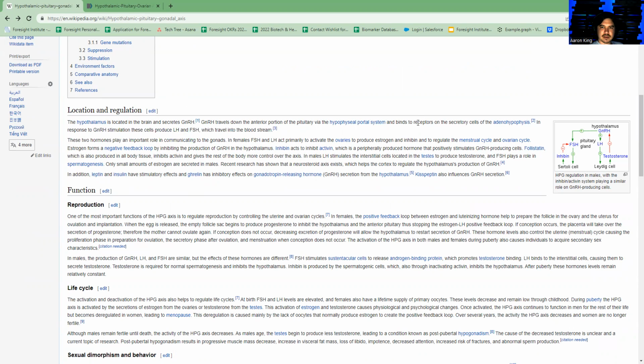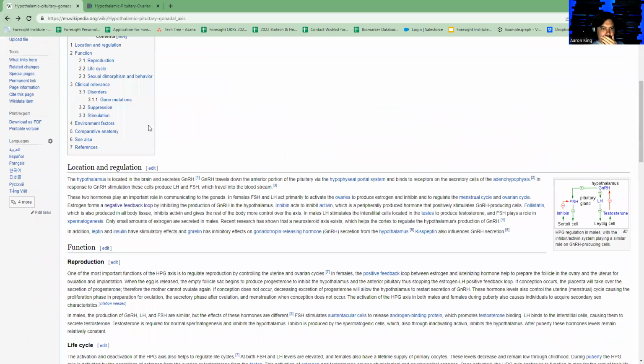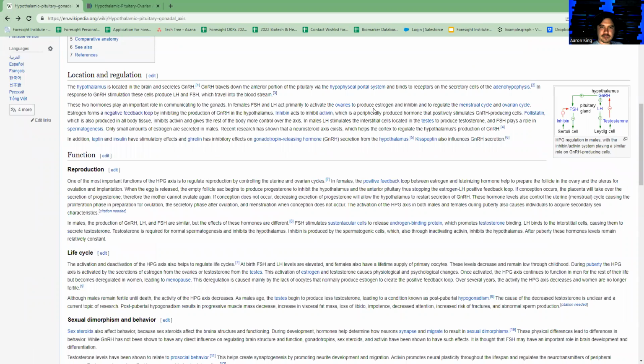In response to this, these cells produce a hormone which travels in the bloodstream. Ovarian estrogen influences the feedback loop.